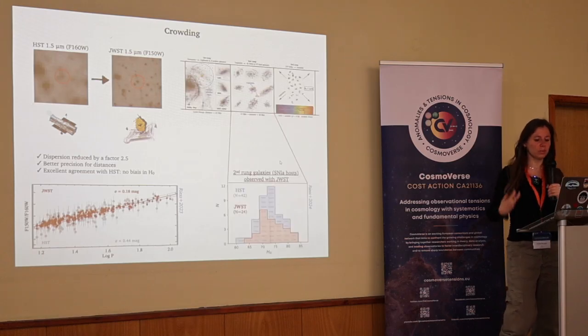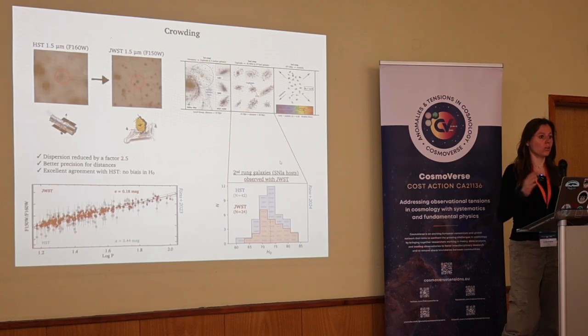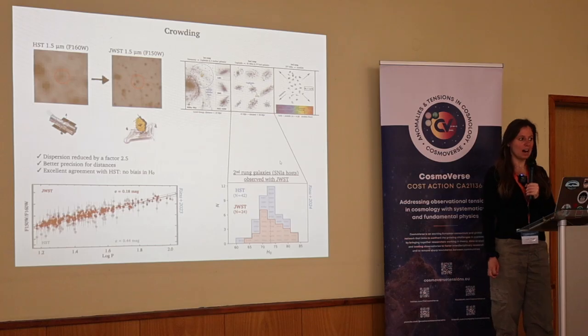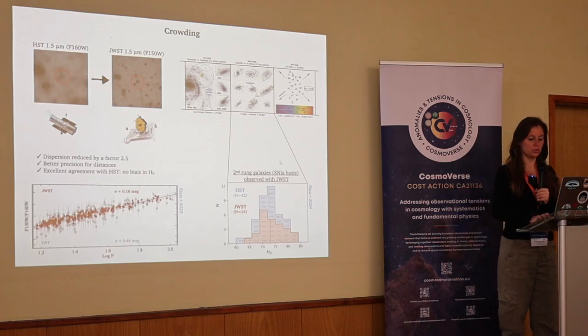So we haven't been able to observe all of the supernovae host galaxies with James Webb because, as you can imagine, it's very expensive and it's very difficult to obtain observing time. But we have observed about half of them, half of the 42.